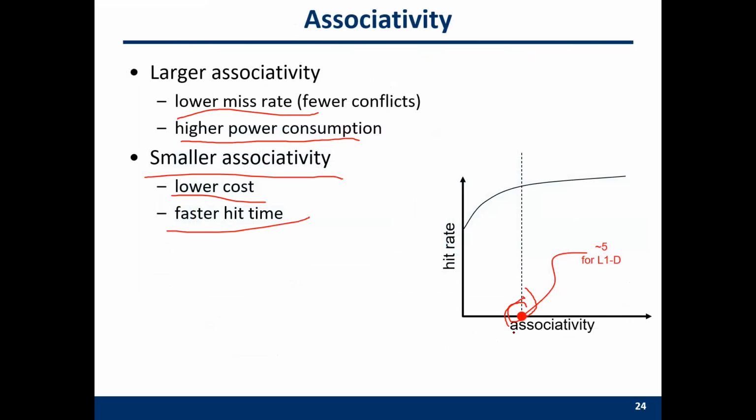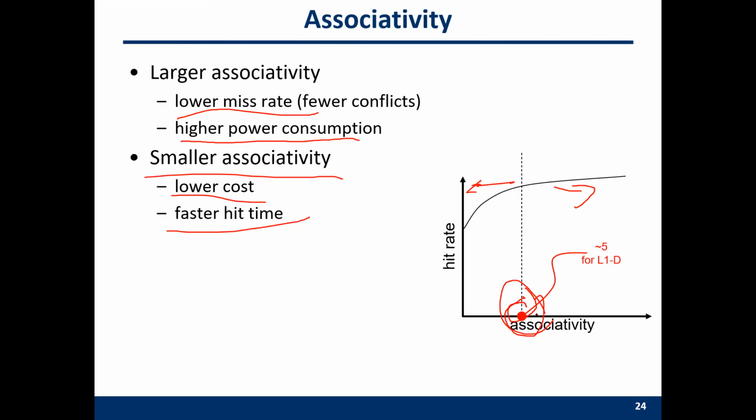And for the set associativity, too large is bad because it's more like a fully associative cache. Too small is also bad because it's more like a direct mapped cache. So we need to choose a reasonable, medium number here.